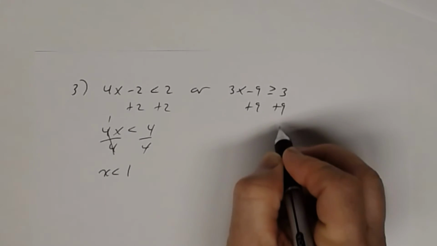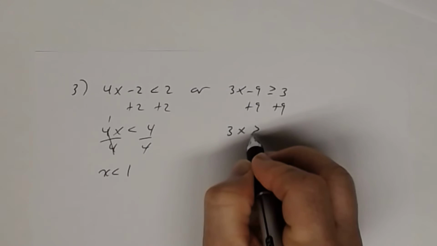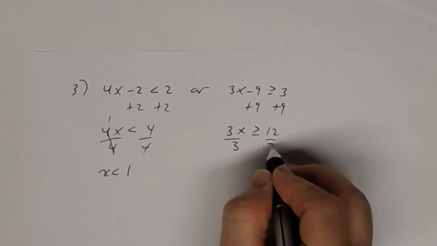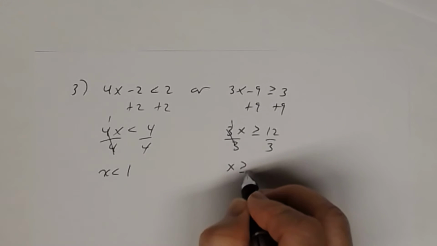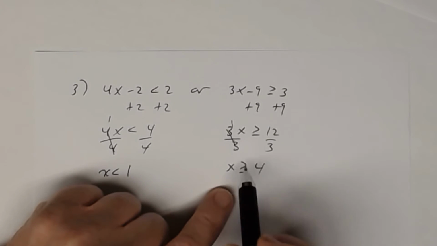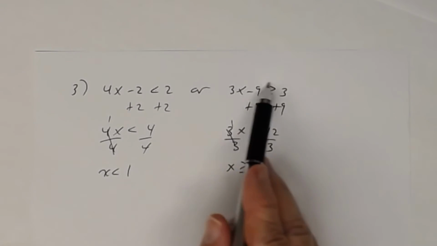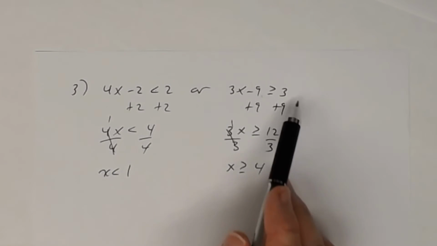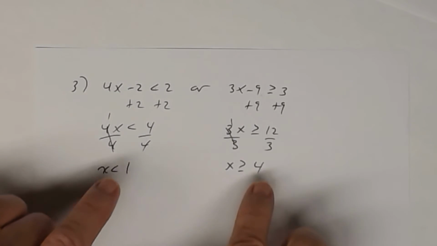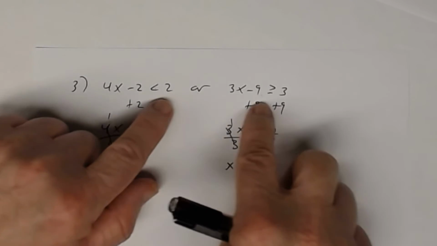Add 9 to both sides. I get 3x is greater than or equal to 9 plus 3, which is 12. Divide both sides by 3. I get x is greater than or equal to 4. And so what I found here is that any real number greater than or equal to 4 is a solution to this, but a solution to this as well. So then what that means is that any of these solutions here is a solution to the original.